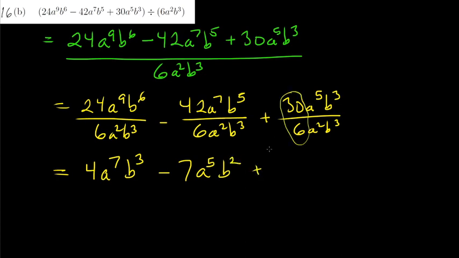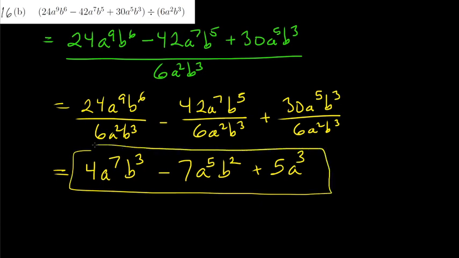And then 30 divided by 6 is 5. A to the power 5 minus 2 is 3, times b to the power 3 minus 3, which is 0. But remember, b to the 0 is just 1. So we don't need to write this at all. This is just 1. So just erase it. Oops, not the 3. We need that. Okay, so that's the answer for part B, 16b.